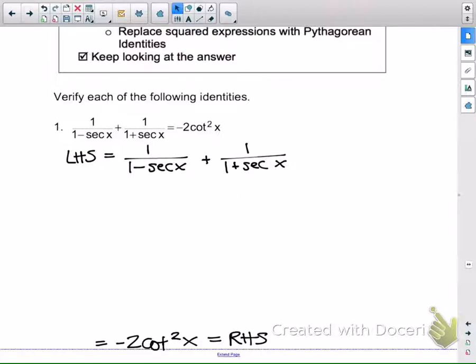The second thing that I see in this one is how many fractions do I have? 2. How many fractions or parts are in my answer? 1. So, again, our favorite thing of all time, how do I take 2 fractions and make them into 1? Common denominator. All right. Remember, this is not difficult, actually, but these are whole pieces. They stay together. So if the first fraction has a 1 minus secant, what does the first fraction need from the other one? A 1 plus secant.